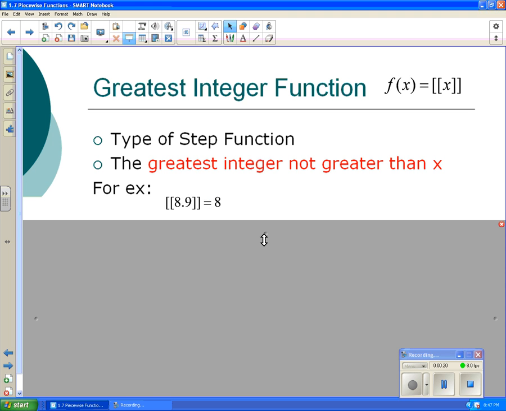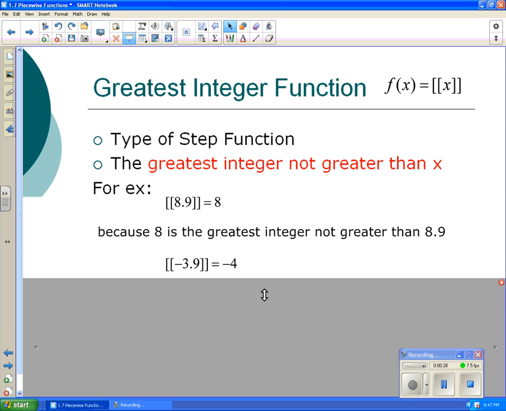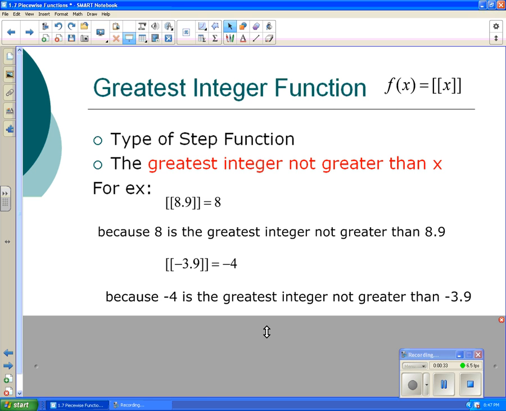So for example, the greatest integer of 8.9 would be 8, because 8 is the greatest integer not greater than 8.9. The greatest integer of negative 3.9 is negative 4, because negative 4 is the greatest integer not greater than negative 3.9. Now sometimes this can get really confusing, so what we can do is think about this.